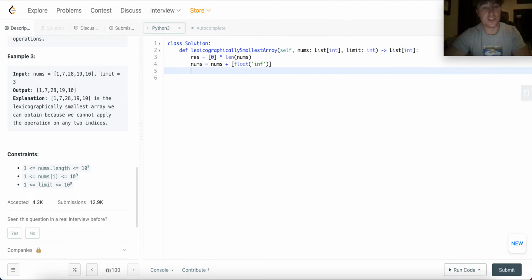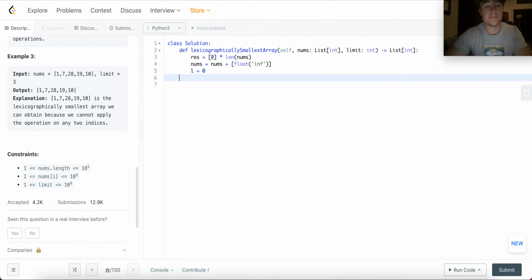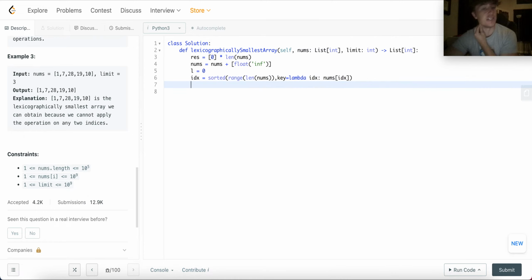So what we're going to do is first say little l is 0. And we're going to have to sort nums, but we want the indices of nums. So I'm going to call it index equals sorted, range, length of nums. So I want all these little pointers. Remember the pointers I created? Key, lambda index, nums index. So now it's going to sort by index. So basically we're going to get all these indices.